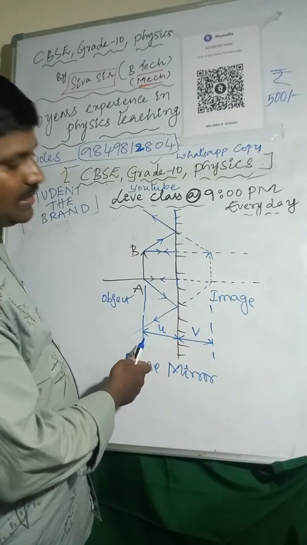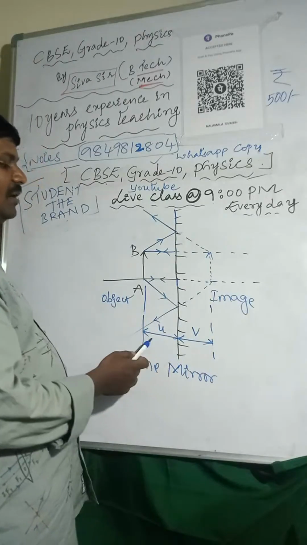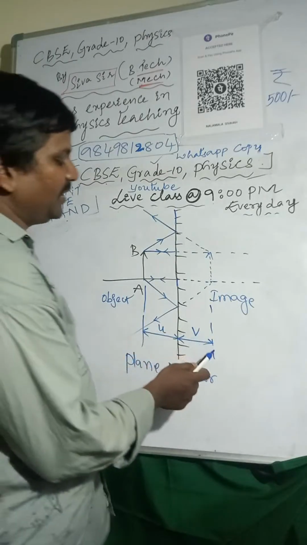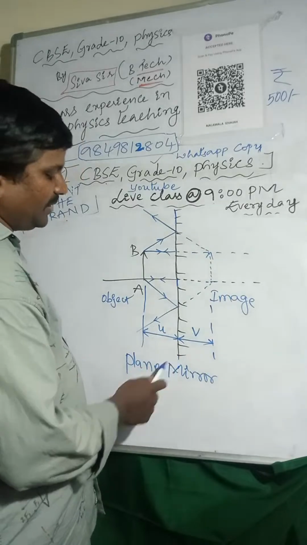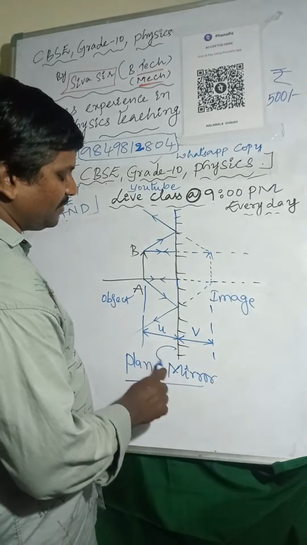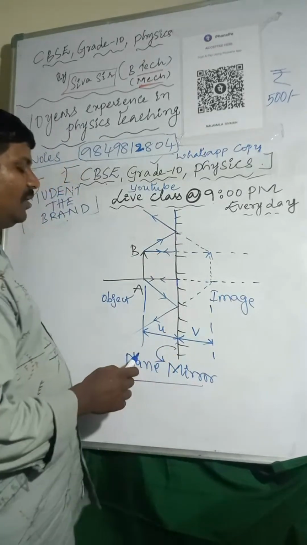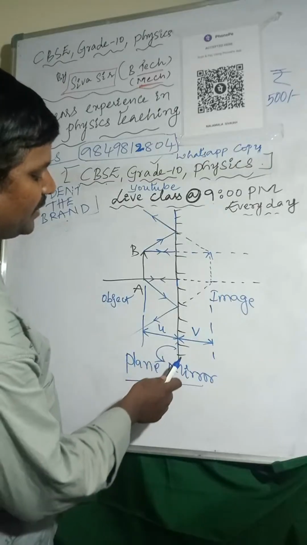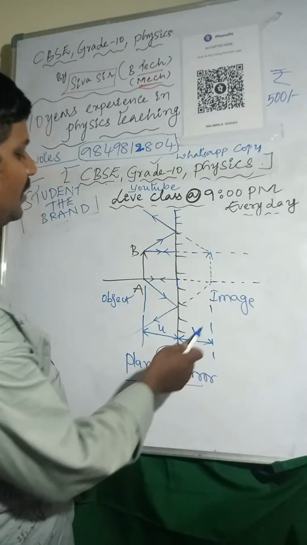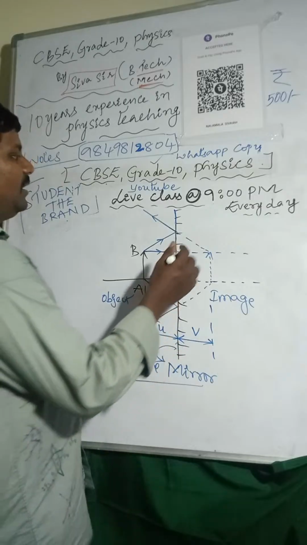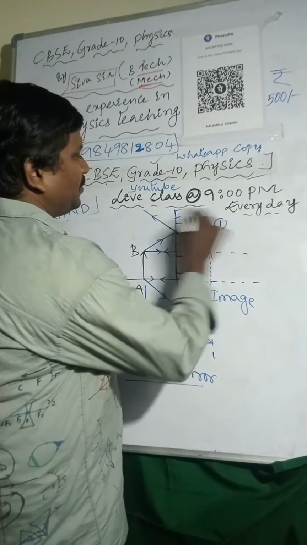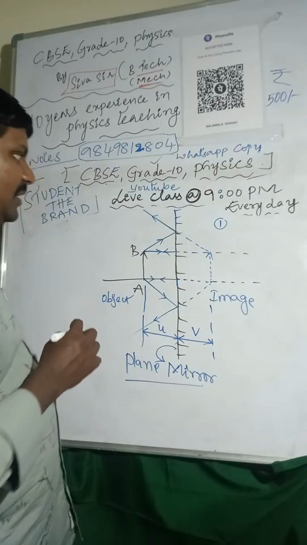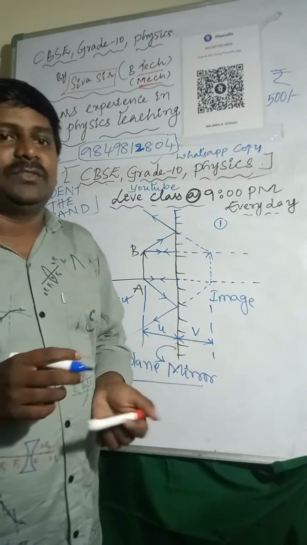Once again, the distance between object and mirror is called object distance. The distance between plane mirror and image is called image distance. So here there are 3 points. Point number 1: object is real, image is virtual.